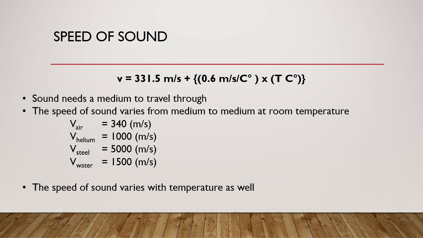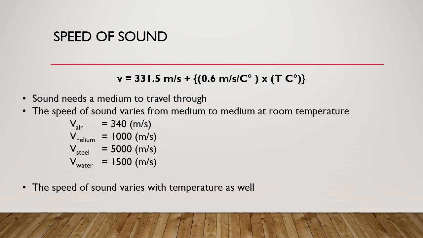One other factor in the speed of sound is this equation right here. The velocity of the speed of sound in air is 331.5 meters per second plus 0.6 meters per second per degree Celsius times the temperature. So sound is going to speed up in higher temperatures. It's going to slow down in colder temperatures. And think about it, it makes sense. The more the particles can move around, the faster things are going to be able to move through it. And at a higher temperature, the particles are going to be moving more.